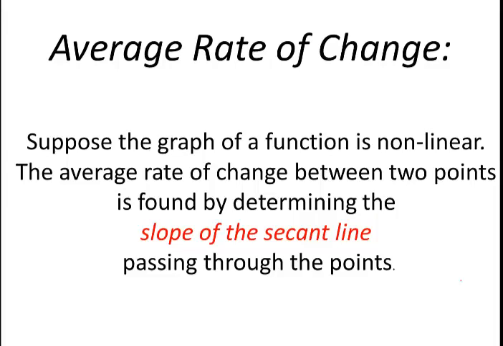Today we're going to talk about average rate of change. So when we have a graph of a function that is nonlinear, we can find the average rate of change between 2 points by determining the slope of the secant line that passes through those points.